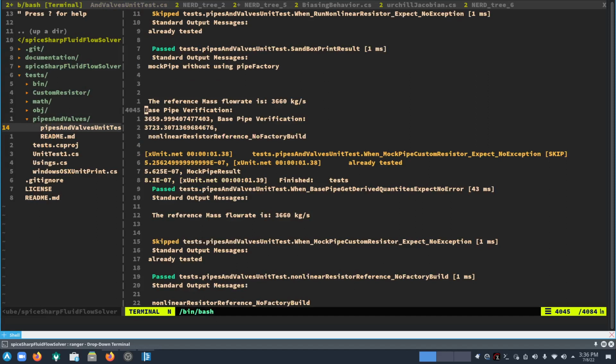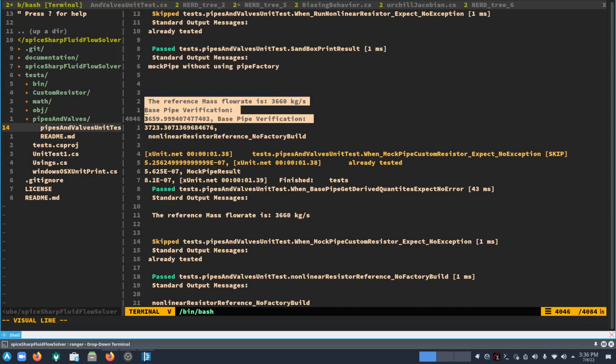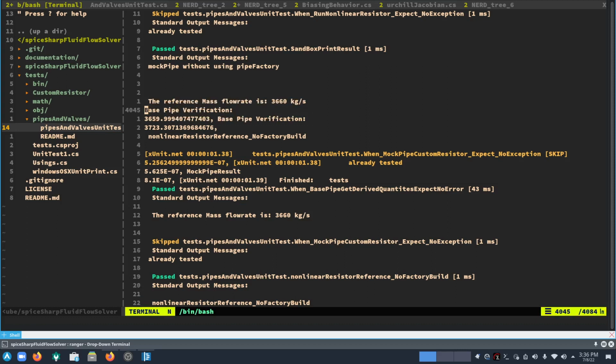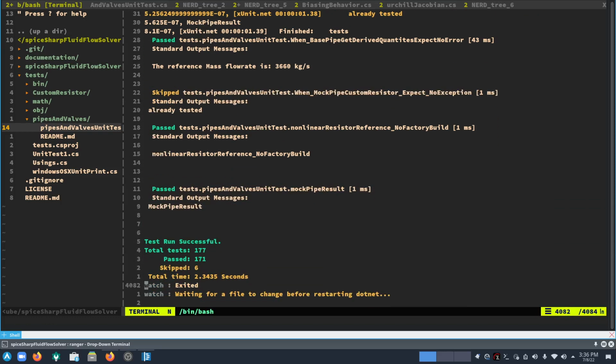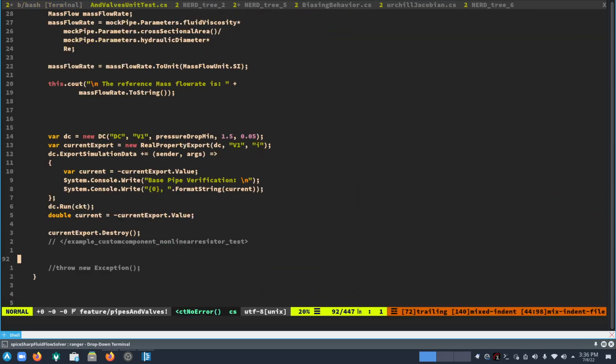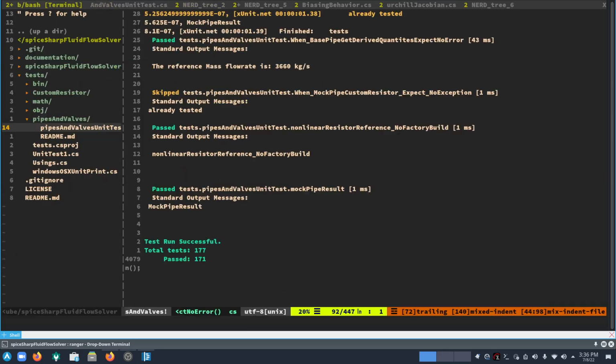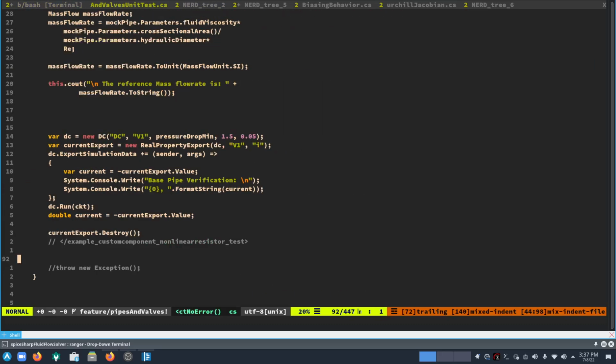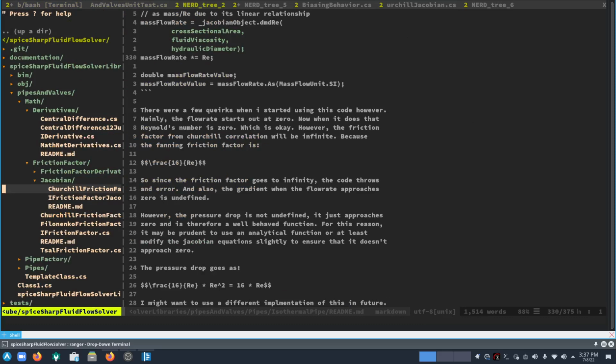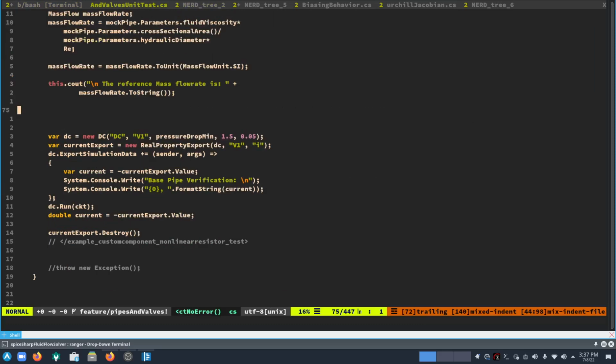So you see that the reference mass flow rate is this much, and then in this base pipe verification, for the same pressure drop, we get very close to 3660 kg per second. So this is how I verify that it works. That's how we do it, and maybe I should figure out some way to make the units make more sense. But this is how the base pipe works.